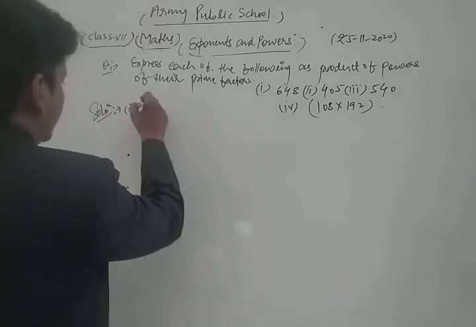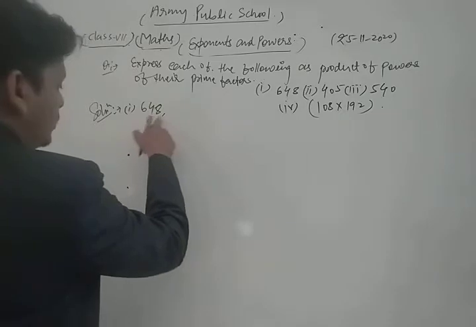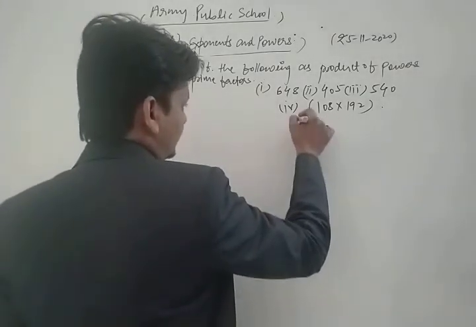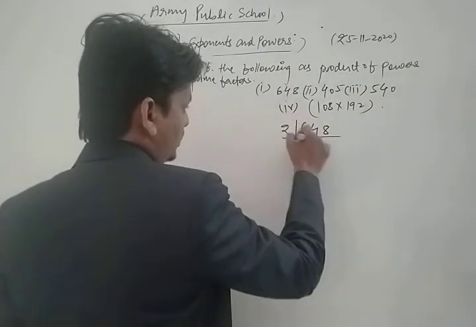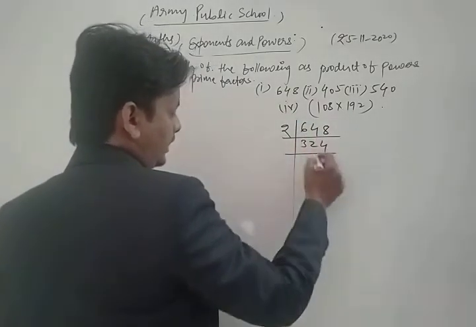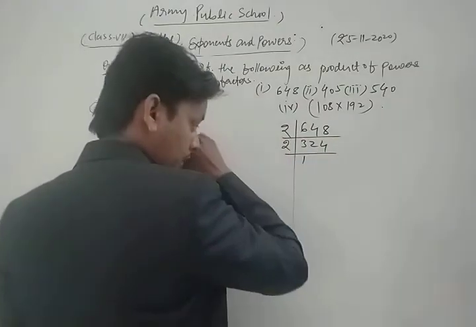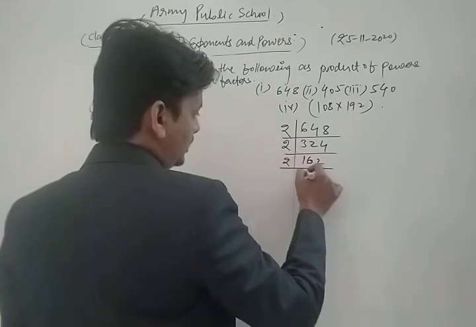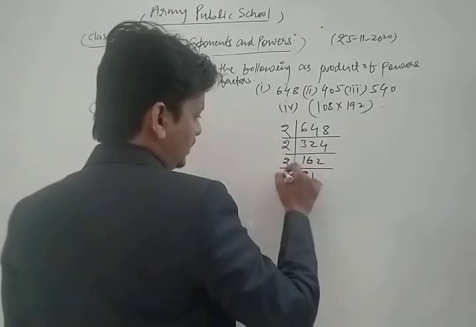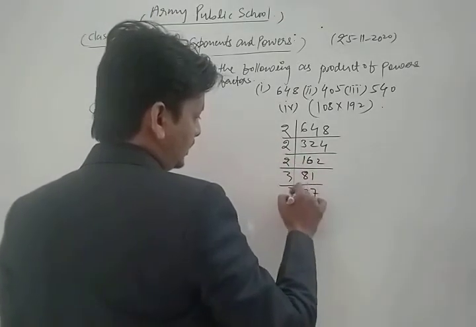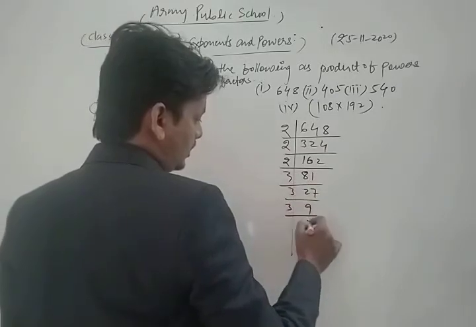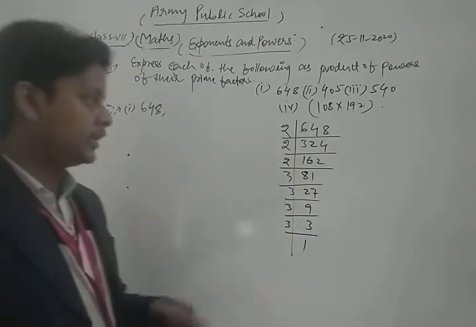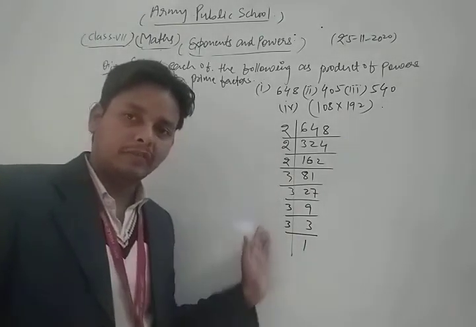First of all, we take the first part of this question. We do their prime factorization. For that we write 648. Dividing by 2: 2 3s are 6, 2 4s are 8, again by 2, 2 2s are 4, 2 6s are 12, again by 2, 2 4s are 8, we get 27. Again by 3: 3 9s are 27, 3 3s are 9, 3 3s are 9, 3 1s are 3, 1. Thus in this way we do their prime factorization.